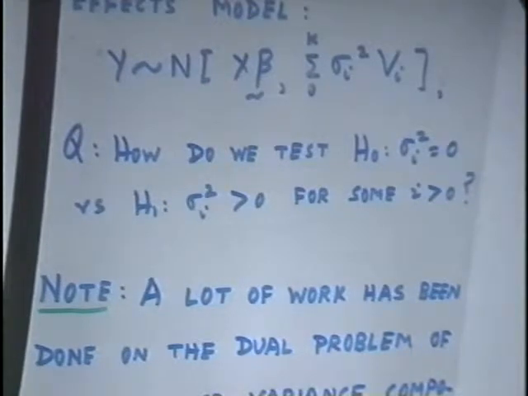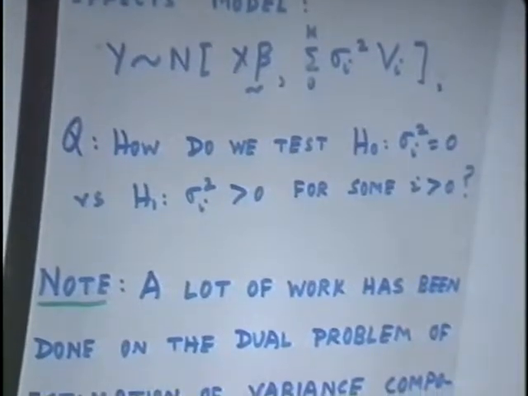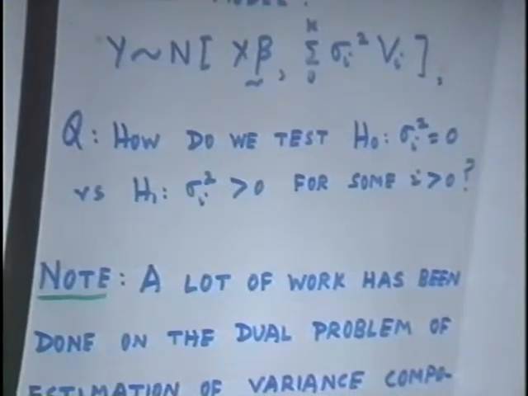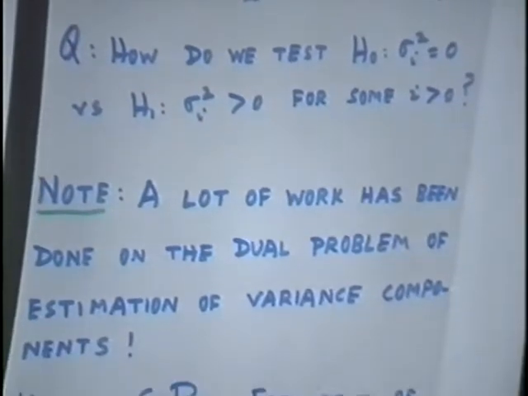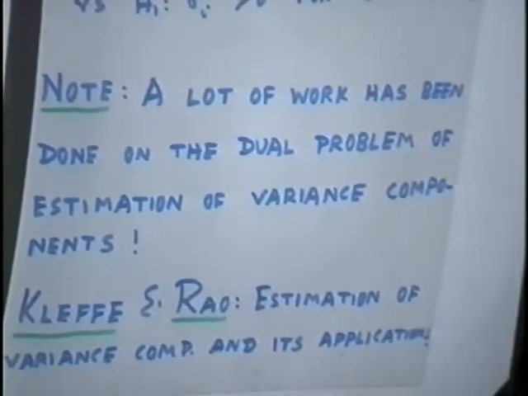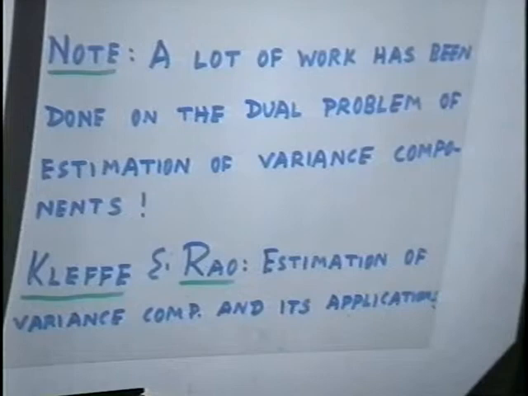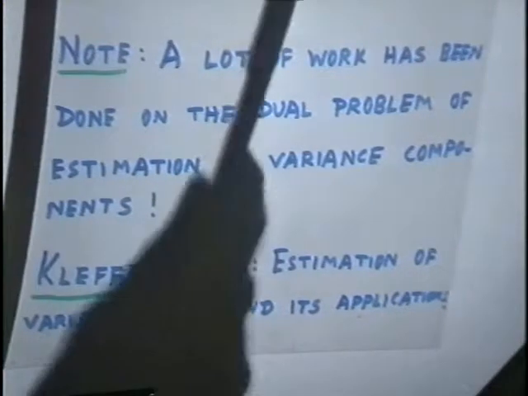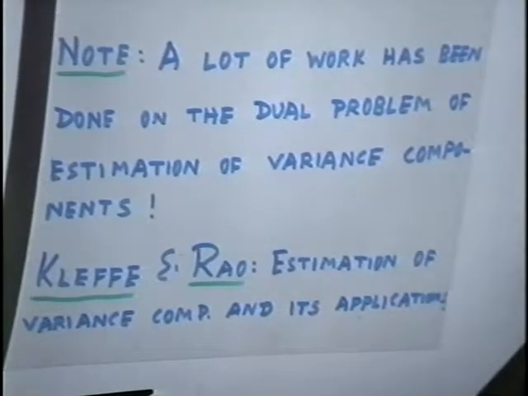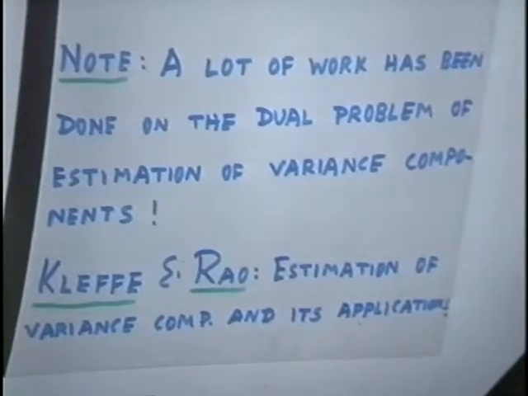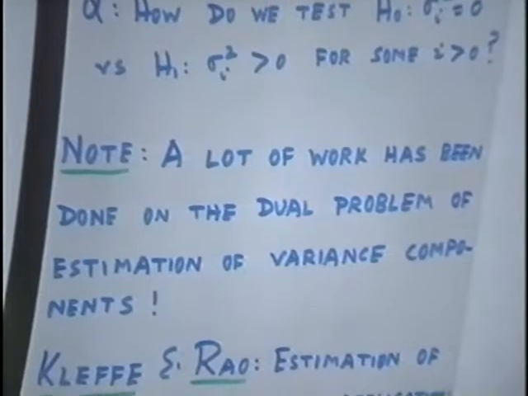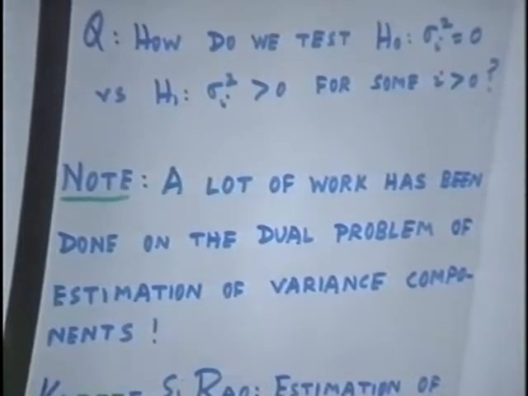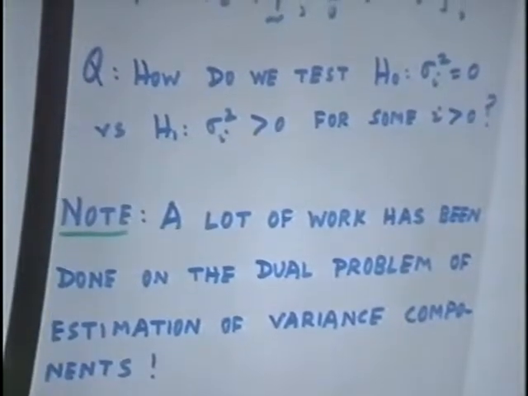It is surprising to note that a lot of work has been done on the dual problem of estimation of the variance components. An excellent reference is the book by Dr. Khatri and Professor Rao, entitled Estimation of Variance Components and Its Applications. On the other hand, for the testing problem, although quite a lot of work has been done, not a great deal of attention has been paid to the optimality of tests.